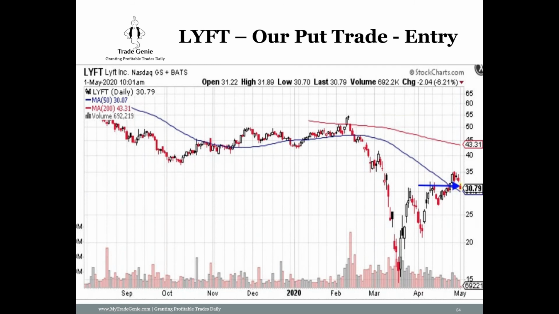Now here's the Lyft chart. So what happened on the Lyft trade? The Lyft trade is that Uber announced a 15% or 20% layoff. So that was the news on that day. So Uber was going down.